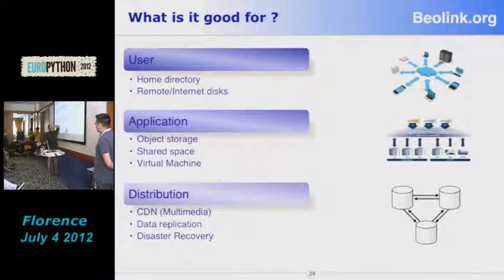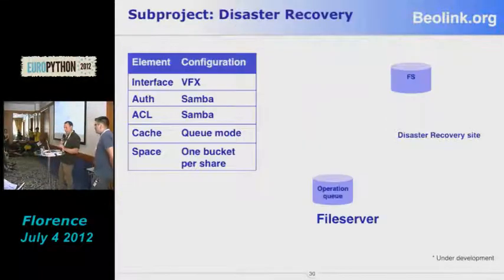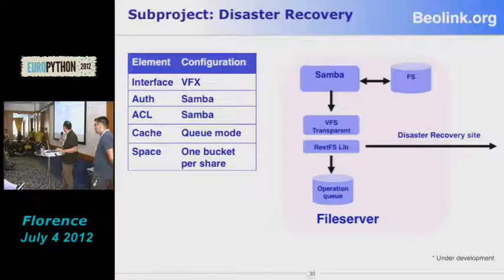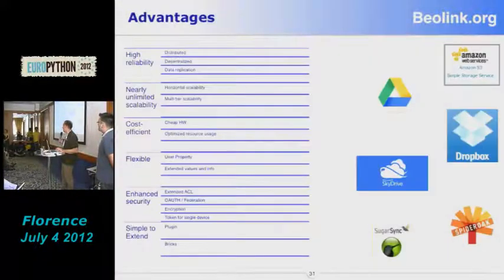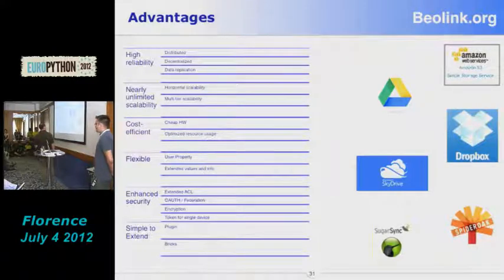You can also use it with a content delivery network, data replication or disaster recovery, because we don't have a single point of failure. Well, this is a sub-project. We started to write a disaster recovery through Samba. We intercept all the traffic from Samba and send it to another site. We have probably most advantage compared to more important storage like S3 or Dropbox or SpiderOak or SugarSync because we have higher reliability, unlimited scalability, and so on.